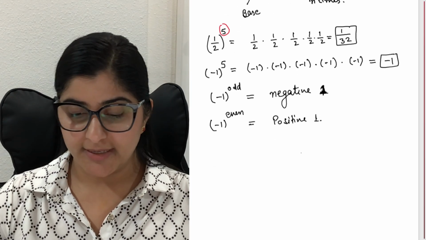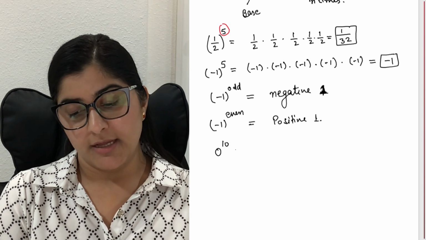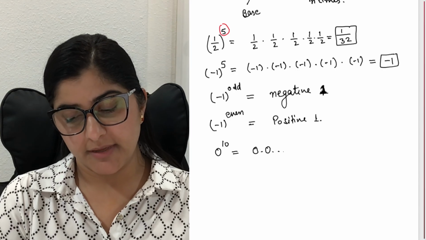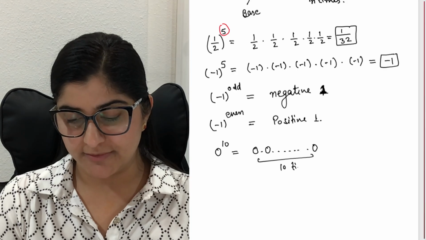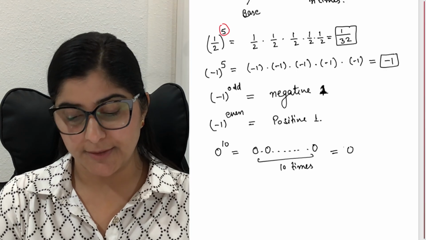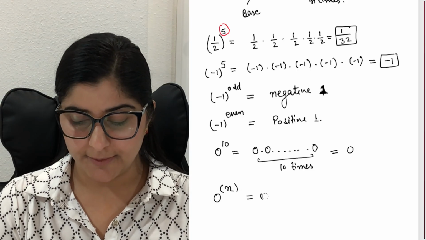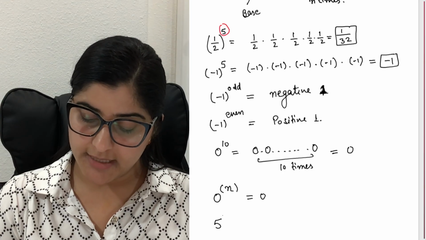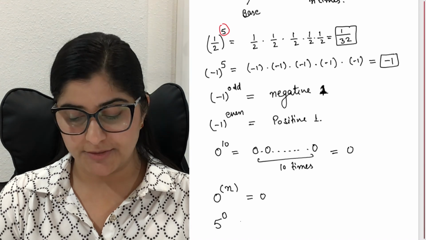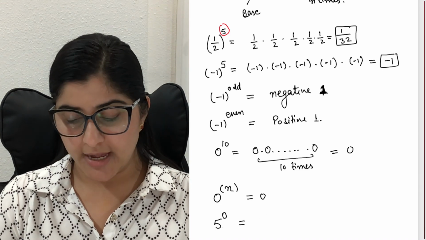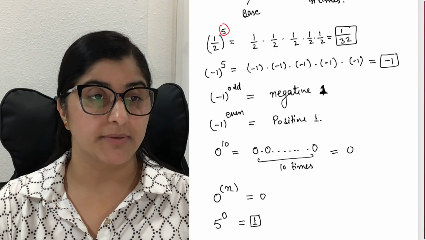So we have some special exponents. If you have 0 to any power, suppose 10, that means we are multiplying the base by itself 10 times. Doesn't matter what the exponent is, 0 times anything is 0. Correct? 0 to any power n is 0. And if you have 0 in the exponent, so 5 to the power 0, anything, any non-zero number to the power 0, is always equal to 1. Remember that.